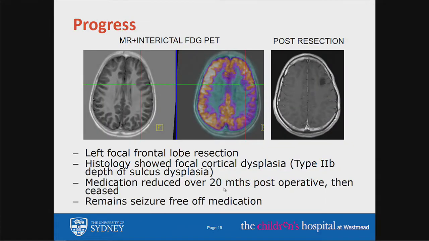convincing evidence for a seizure focus arising from that zone. This patient went on to have a focal resection of that area. A cortical dysplasia was determined on histopathology, and he remains seizure-free. So everything lining up, good surgical outcome.